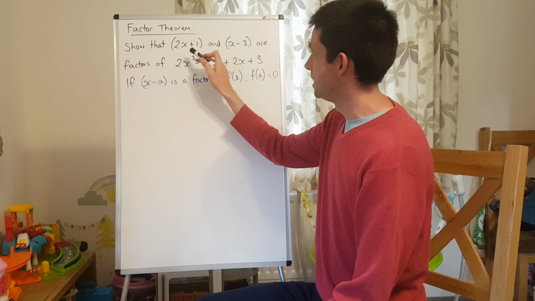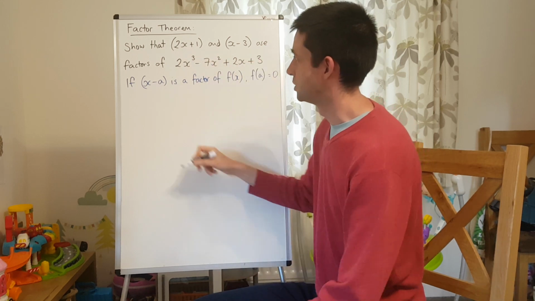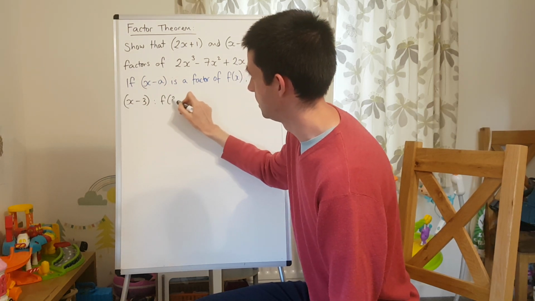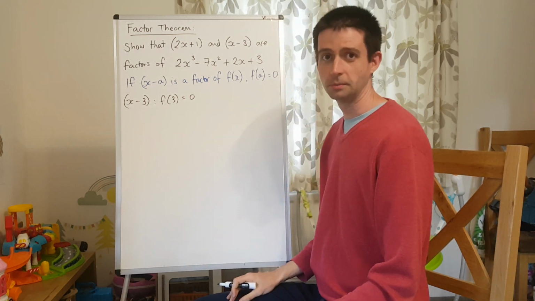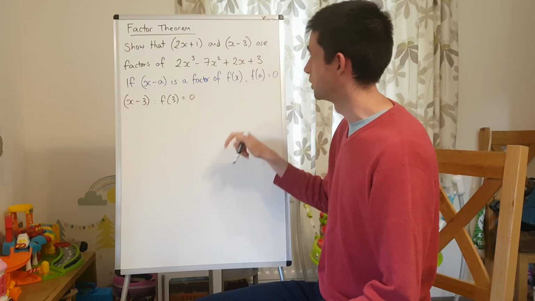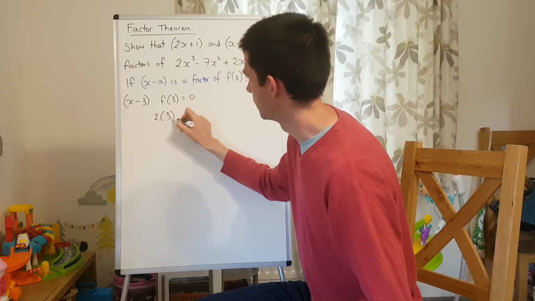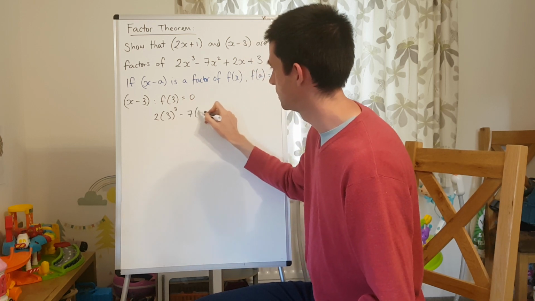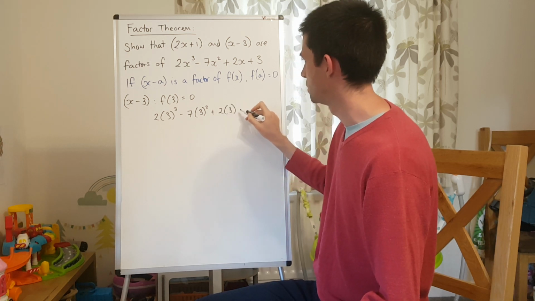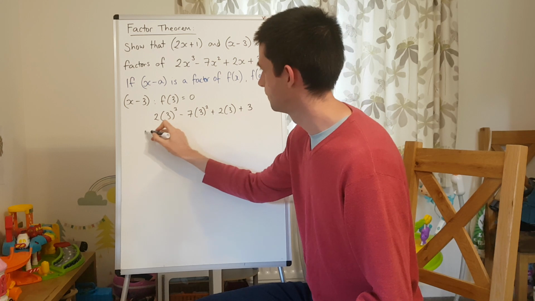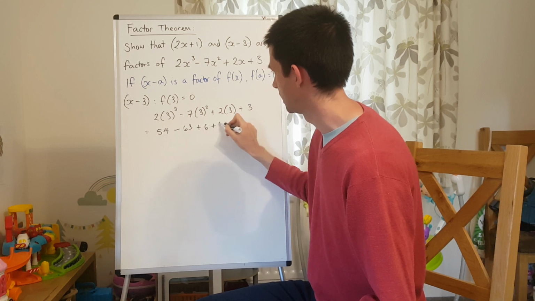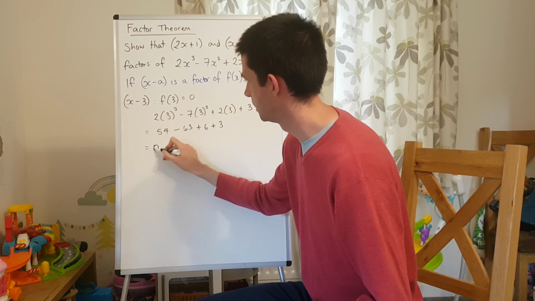Okay. So what that means is, for example, I'm going to do x minus 3 first. If x minus 3 is a factor, it means that f of 3 should equal 0. So I'm going to substitute the number 3 into this function here, and I should get an answer of 0. So 2 lots of 3 cubed minus 7 lots of 3 squared plus 2 lots of 3 plus 3. So that's 54, take 63, plus 6, plus 3, which is 0.